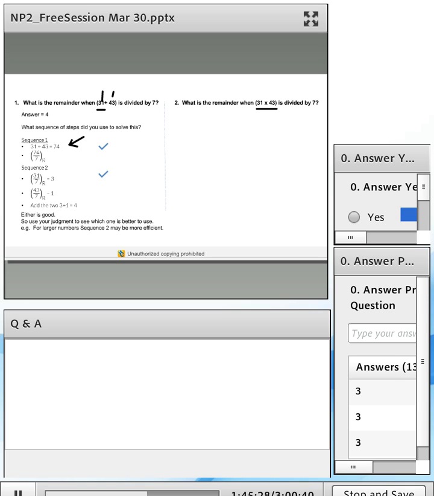The correct answer here is 3. Now, how did you solve this question? Again, we could have used sequence 1 or sequence 2, but in this case, sequence 1 is a lot more laborious. Sequence 2 is the right sequence. You divide the individual terms, and then whatever remainders you get, you multiply the remainders and you get the answer. Now you may ask, okay, how can we add or how can we multiply remainders?